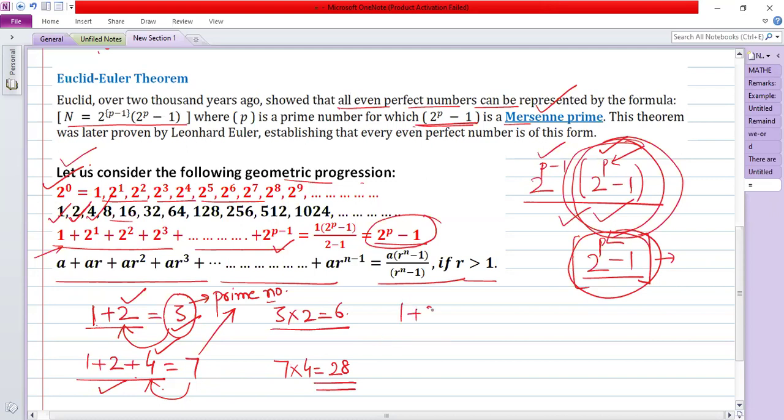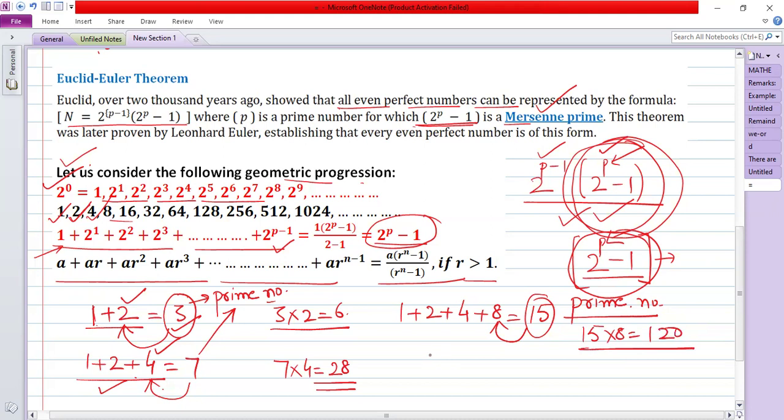So 1 plus 2 plus 4 plus 8, and this is equal to 15, but 15 is not a prime number. And now also 15 into 8, just the previous number, 15 into 8, this is 120, and 120 is not a perfect number. Okay, so let's carry on further.